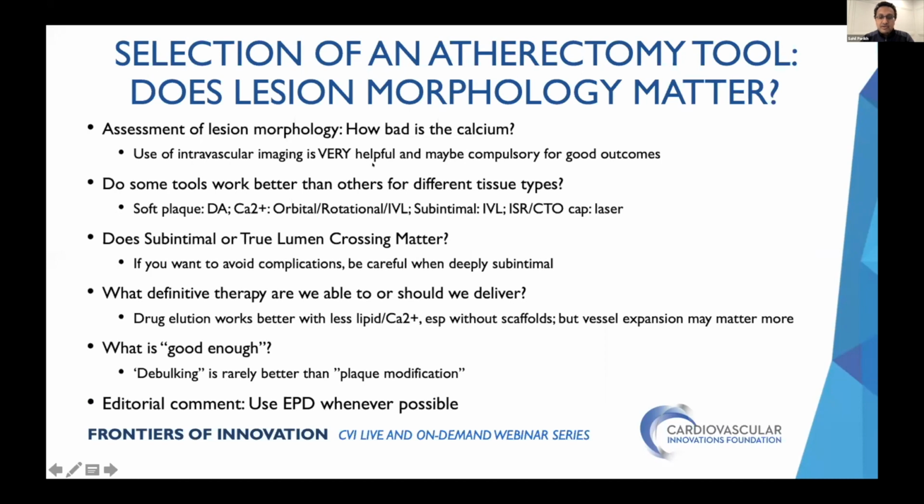When it comes to differential utilization of tools, in my algorithm for soft eccentric plaque, I like DA. I know Mehdi may talk about using it for calcium, as we heard in the first case. For severe calcium, I think orbital or rotational, like Jetstream, is a good technique depending upon the patient and the lesion. IVL is increasingly part of my practice, and I think something that we'll be using more in the future. If I'm subintimal, I really now reach for IVL first.